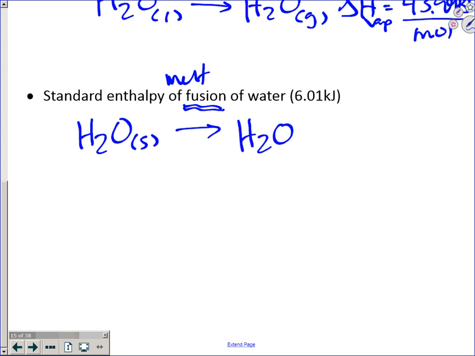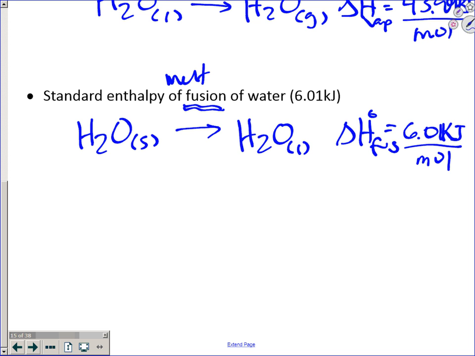Okay. And delta H, what here? Fusion, not, equals. There you go. That's it. So don't be afraid to really, when you're reading, don't just think formation all the time, but look and see what it's talking about, and then you're good to move on.